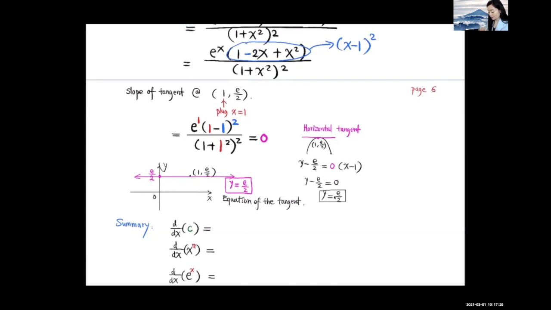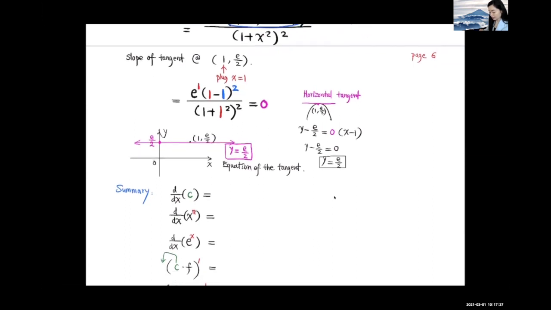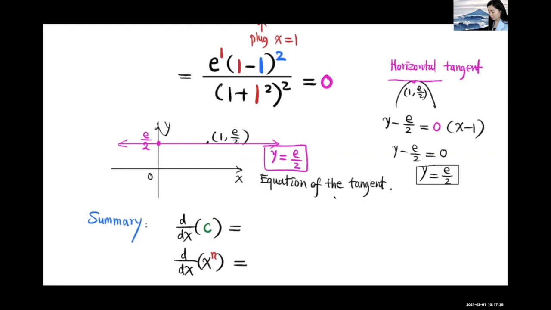Now, when the slope of the tangent is equal to 0, that means we have a horizontal tangent. Okay. Now, that tangent line passes through this point right here. Okay. So passing this point with the slope equal to 0, we will have a horizontal line.